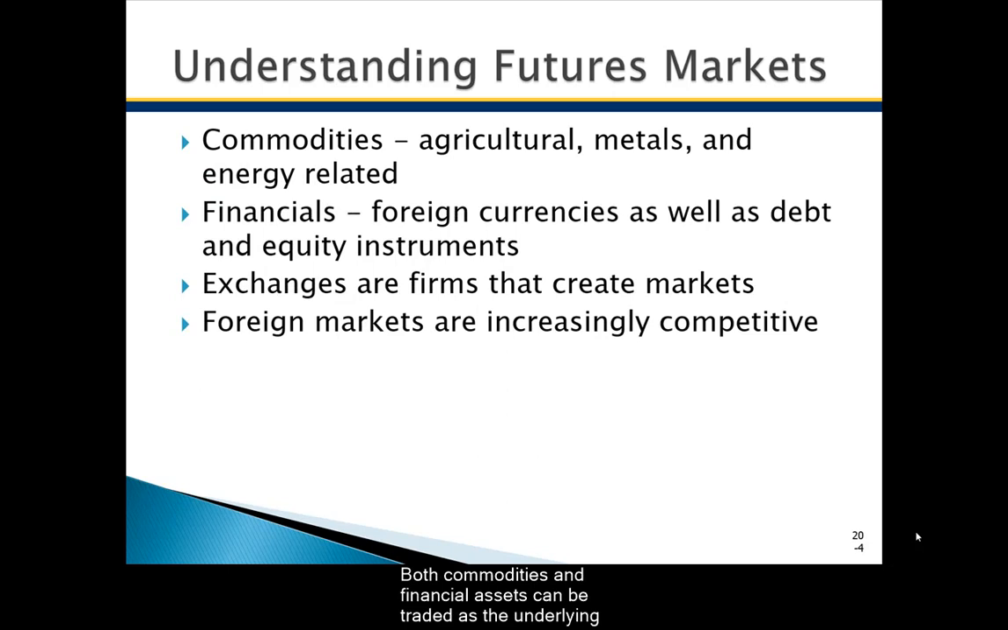Both commodities and financial assets can be traded as the underlying assets in a given futures contract. For example, commodities are agricultural products such as wheat, corn, soybean, milk, orange, and so on; metals such as copper, zinc, gold, silver, platinum, and so on; and energy products such as oil and gas. The examples of financial assets are stocks, bonds, stock market indexes, foreign currencies, and so on.